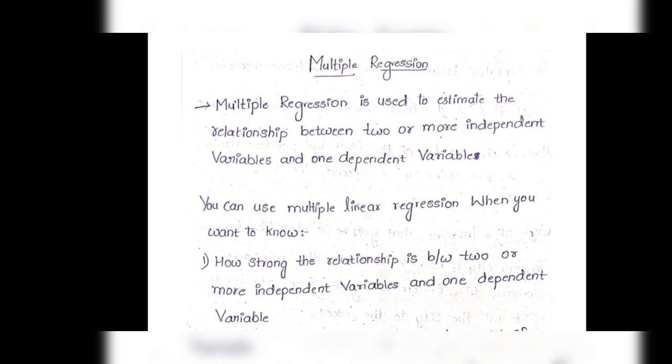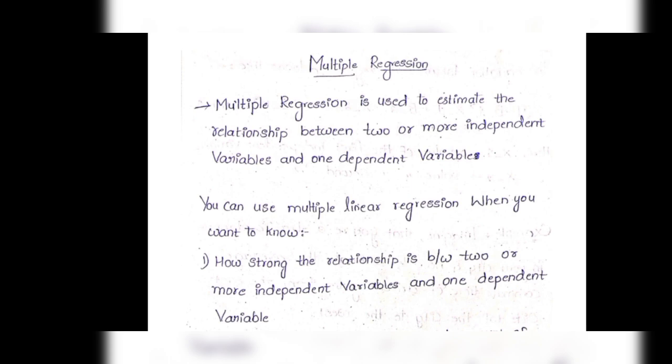One thing: in linear regression I told you that we have only one independent variable and one dependent variable, whereas in multiple regression, the name itself says it, multiple means two or more independent variables. Multiple regression is used to estimate the relationship between two or more independent variables and one dependent variable. Why are we using multiple regression? To estimate the relationship between two or more independent variables and one dependent variable.